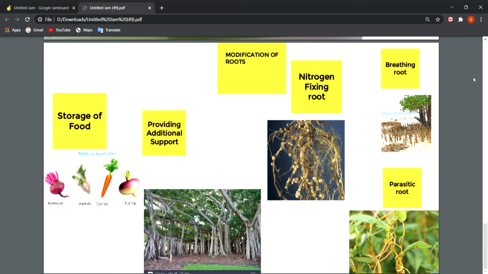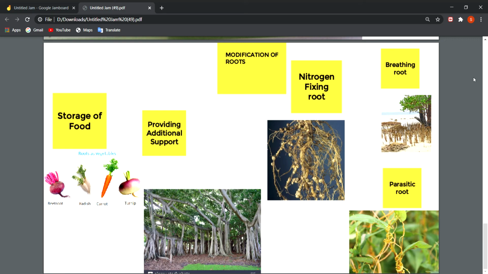Then there are several roots which help in breathing. The plants which grow in marshy areas, where there is salt and the marsh, have less oxygen due to the muddy area. So a special type of roots grow outwards. These are called pneumatophores or breathing roots.